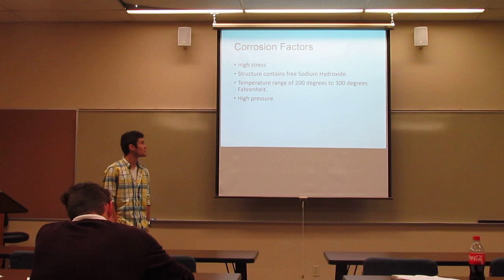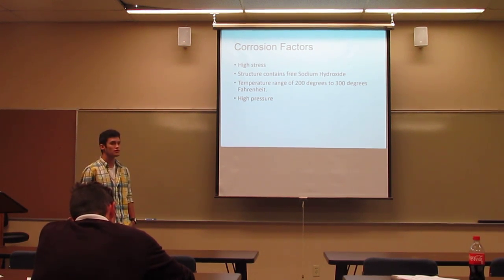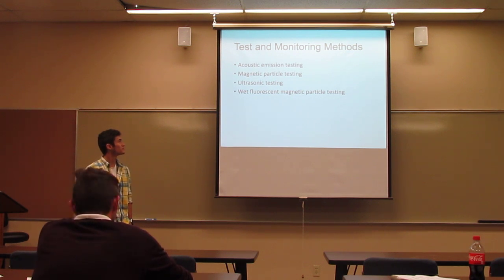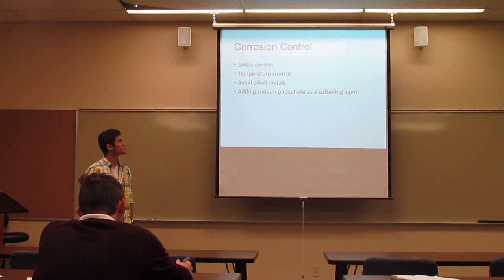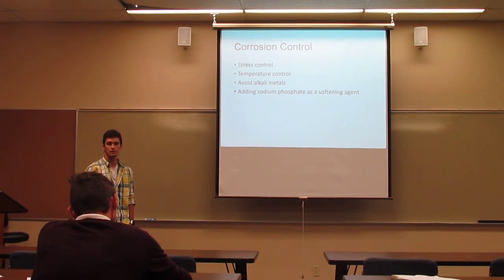Susceptible materials are going to be low alloy steel and carbon steel. Corrosion factors are going to be high stress, structure contains free sodium hydroxide, temperature range of 200 degrees to 300 degrees Fahrenheit, and high pressure. Testing and monitoring methods: acoustic emission testing, magnetic particle testing, ultrasonic testing, and wet fluorescent magnetic particle testing. Corrosion control: stress control, temperature control, avoid alkali metals, adding sodium phosphate as a softening agent.